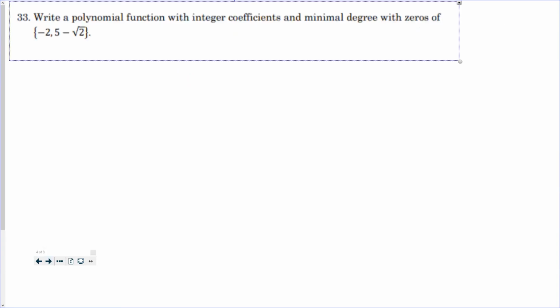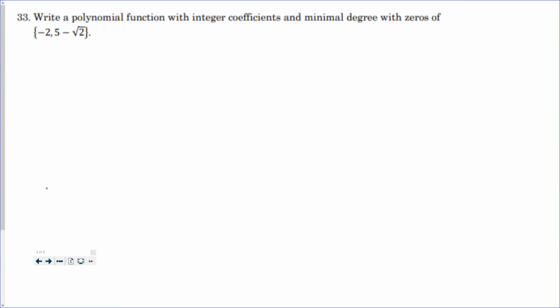Number 33, write a polynomial function with integer coefficients and minimal degree with zeros of -2 and 5 minus root 2. So for this one, since I'm told I have integer coefficients, that tells me that every single root theorem is going to work. The irrational, the imaginary, and the complex, all 3 of them are going to work. So that means every irrational and complex number gets a pair. If I'm told that -2 and 5 minus root 2 are zeros, that means 5 plus root 2 has to be a 0 as well.